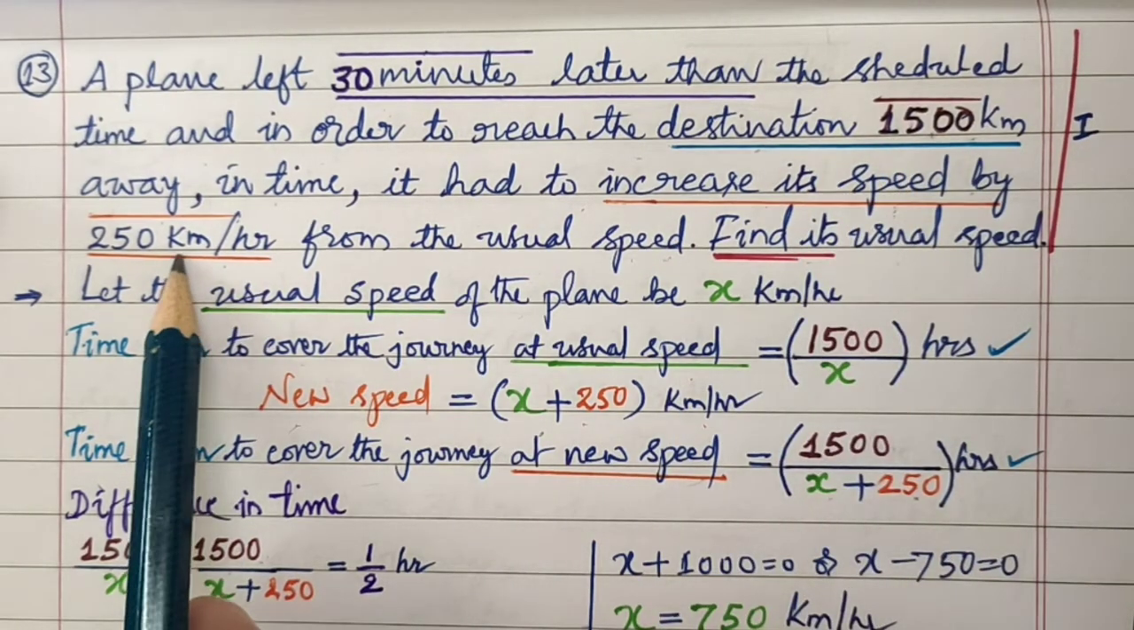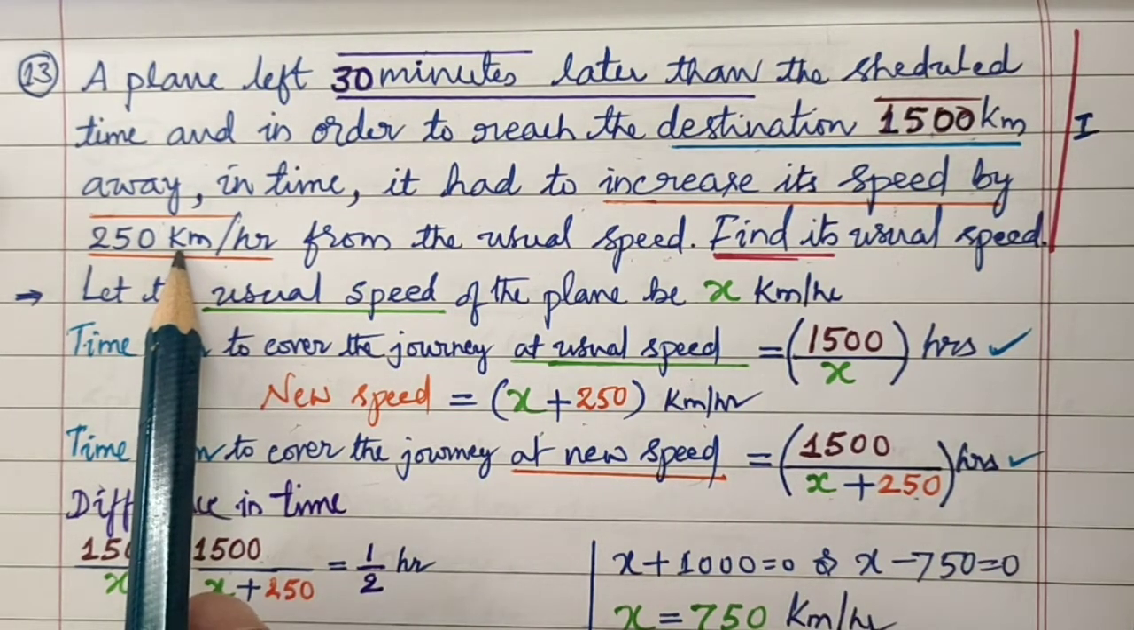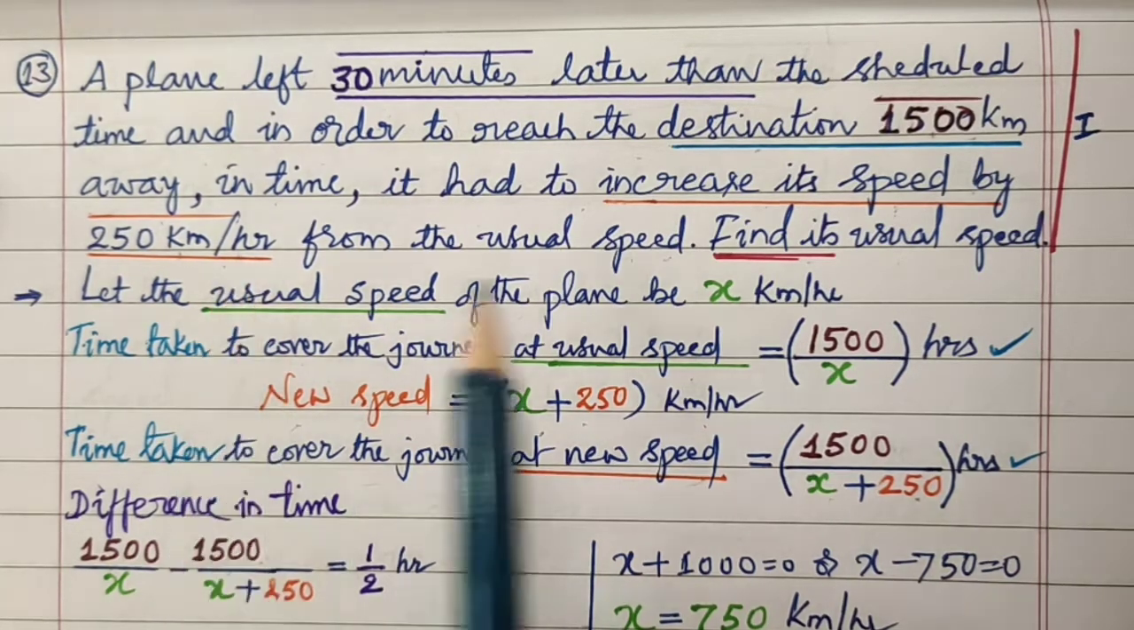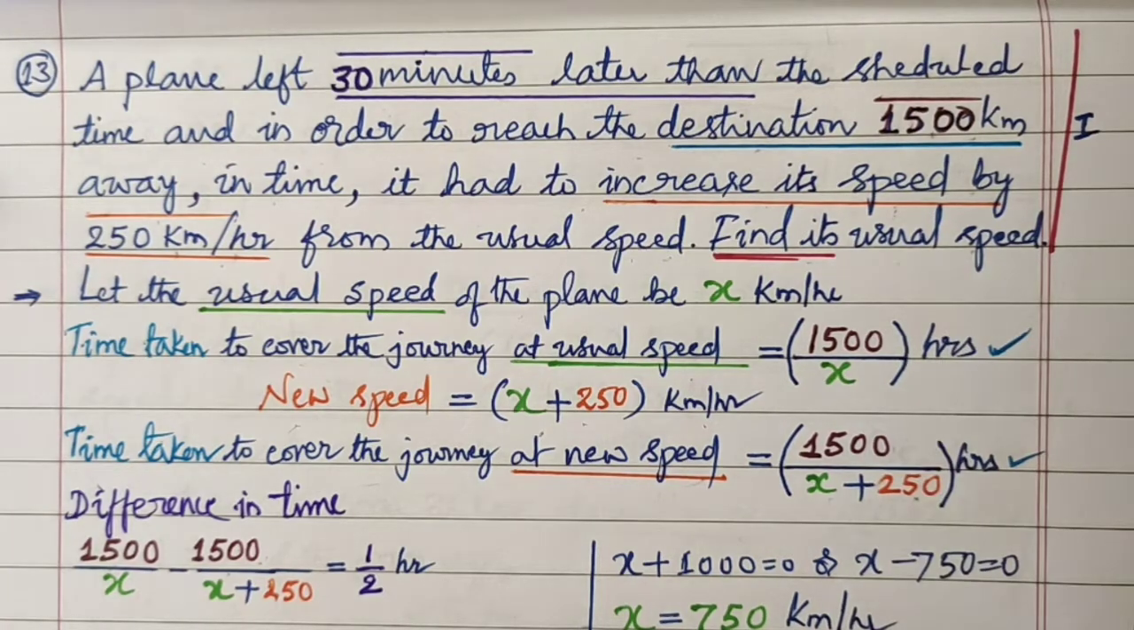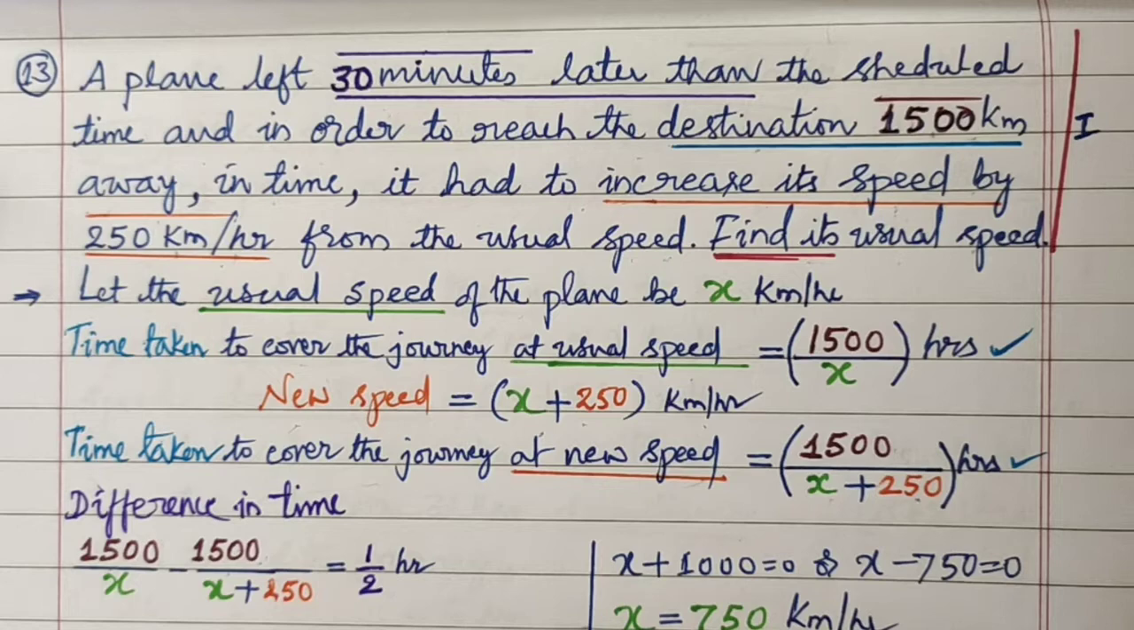For that, they have increased the speed by 250 kilometers per hour over the usual speed. We need to find out the usual speed. Then we'll get two time equations. The difference of time is half an hour. If you equate those two, we'll get an answer.